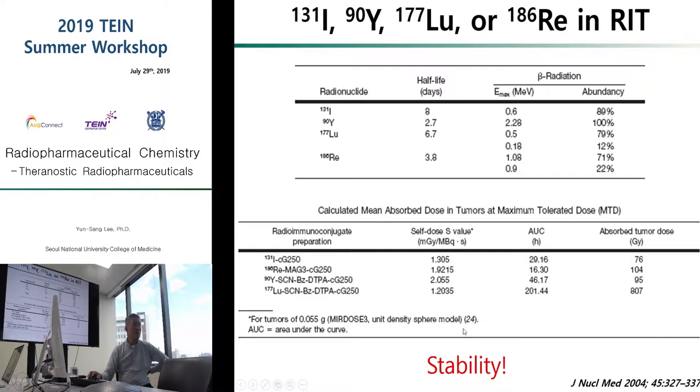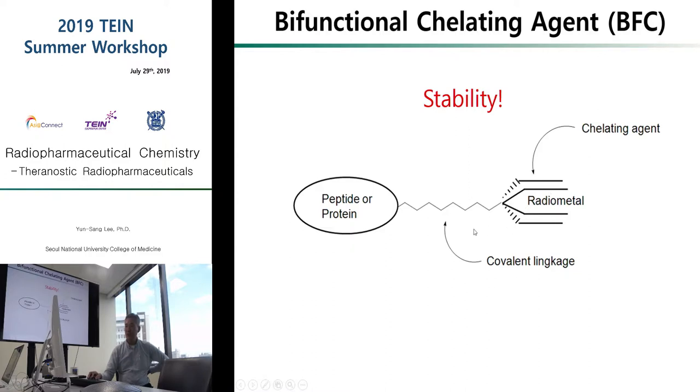Stability is very important for development of radionuclide therapy. So I think almost all the metallic radionuclides should use the chelating agent. Sometimes they attach it to the peptide or protein, so we call that a bifunctional chelating agent. That chelation part is very important for stability. Sometimes even if the linker has a peptide bond, that should be cleaved in the blood. So we should consider the stability of the linkage also.